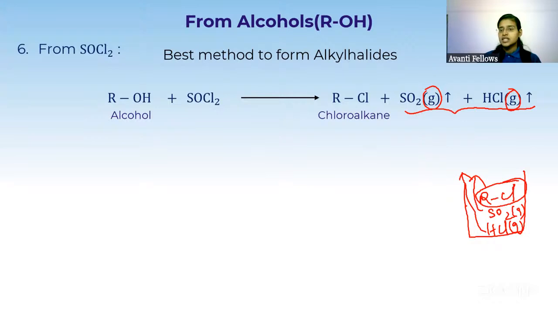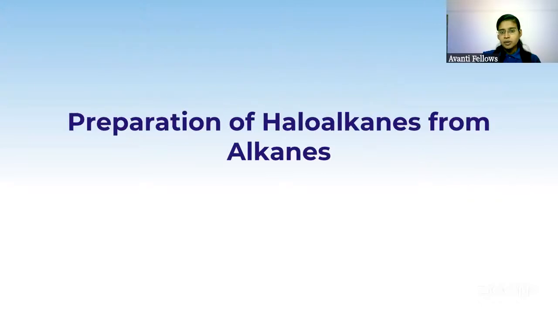So I hope it is clear. Now let me go for the second method of preparation. So it is from alkanes. The second method of preparation of haloalkane is from alkanes. So what are alkanes basically? They are the hydrocarbons with the carbon-carbon single bond containing systems.